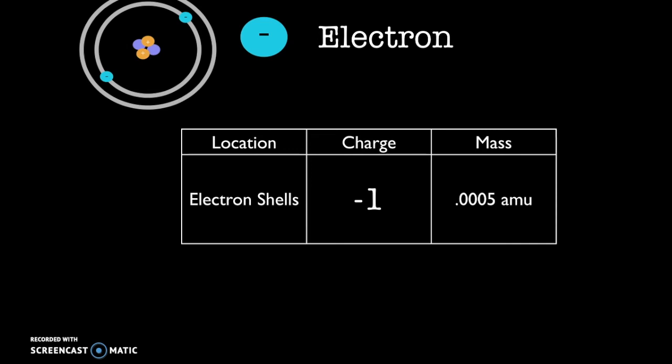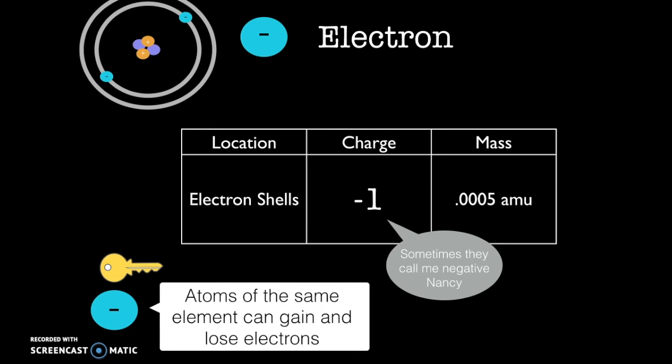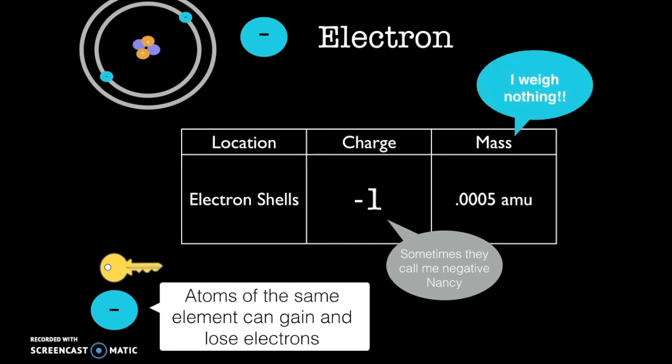Lastly, let's talk about our electrons. You can see from the image of the atom that our electrons are located on our electron shells. These electrons have a charge of -1. And if you take a look at their mass, they almost have no mass. They weigh almost nothing. It's 0.0005 AMU, which is ultimately just 0 AMU. A key idea is that atoms of the same element can gain or lose electrons.